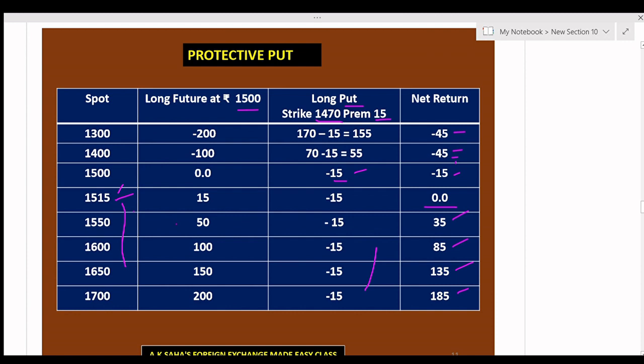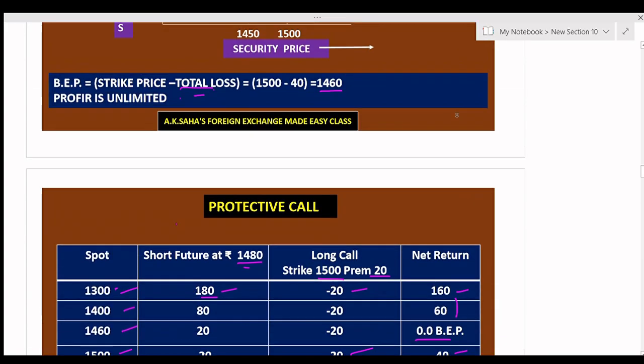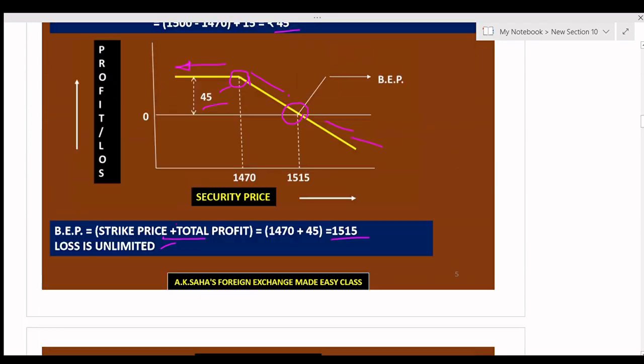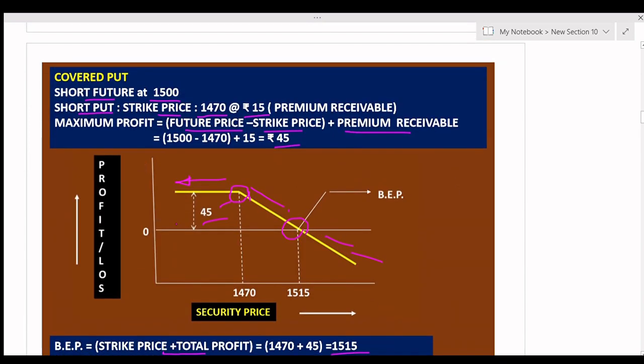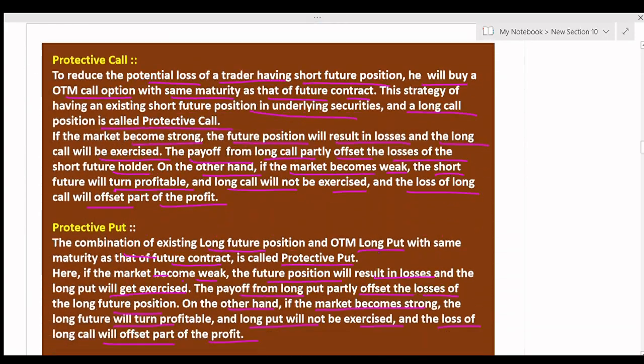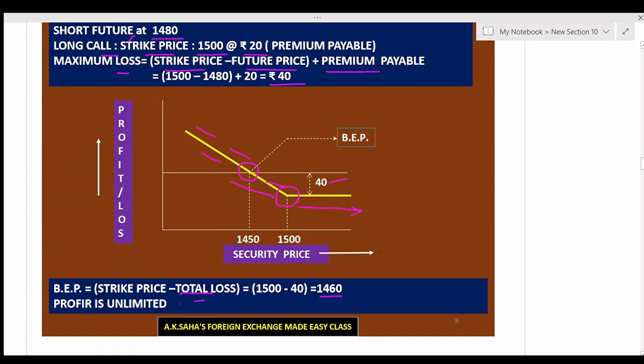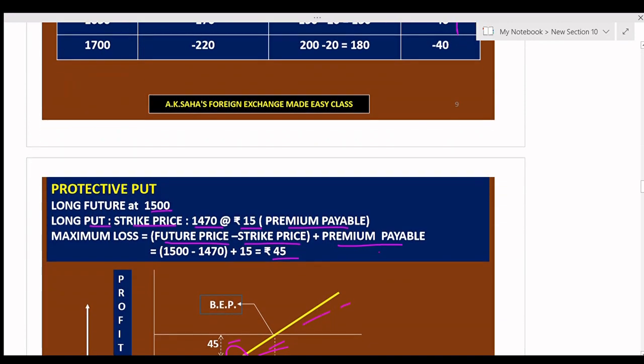Now you see one thing, that in covered call or covered put, the strategy goes from the fixed profit zone to the loss zone. If you see the covered call and covered put, you see the profit zone, and from the profit zone it will extend to the loss zone. And if it comes to protective put or call, you see it goes from the loss zone to the profit zone, and this profit may extend up to the unlimited level.